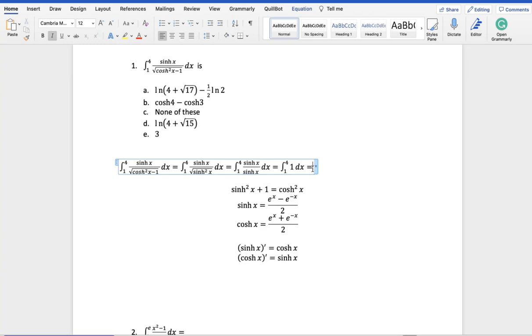I think the answer is 3. Okay, thank you. Yes, the answer is 3, because when you integrate 1 dx, you just get x. But now this x is evaluated between the boundaries from 1 to 4. You substitute the higher boundary, it's 4 minus 1, which is just equal to 3. And therefore, the answer is option E there.